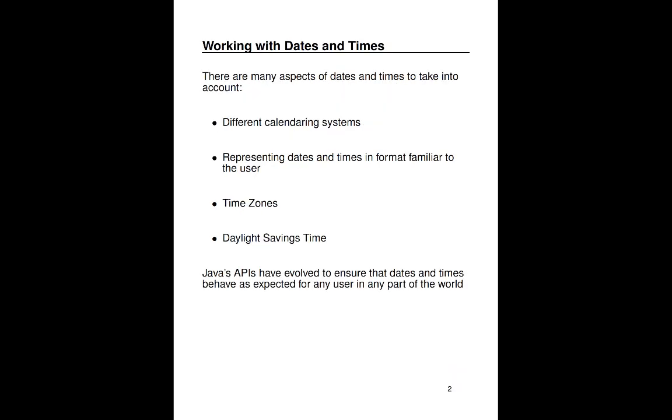Now, when you're working with dates and times, there are many aspects to take into account. Different people in different parts of the world have different calendaring systems. Just like with any piece of data, when you represent dates and times to a user, you want it to be in a format that is familiar to them. So this means you need to take into account things like time zones and daylight savings time. Java has a suite of APIs that have evolved over the years to make sure that we have facilities for working with dates and times that behave as expected for anyone in any part of the world.